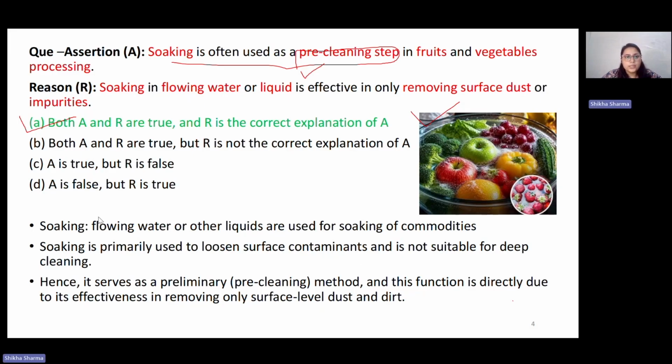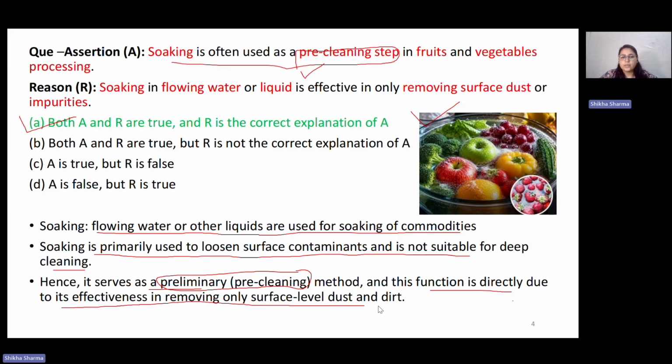So in soaking, flowing water or other liquids are used for soaking the commodities. Soaking is primarily used to loosen surface contaminants and is not suitable for deep cleaning. Hence it serves as a pre-cleaning or preliminary method, and this function is directly due to its effectiveness in removing only surface-level dust or dirt. It will not do deep cleaning, only surface cleaning.